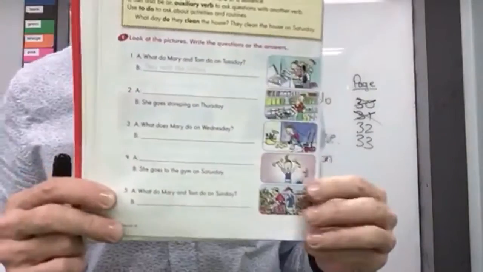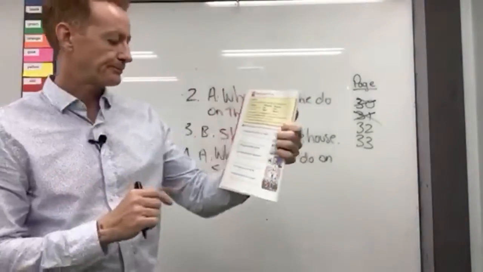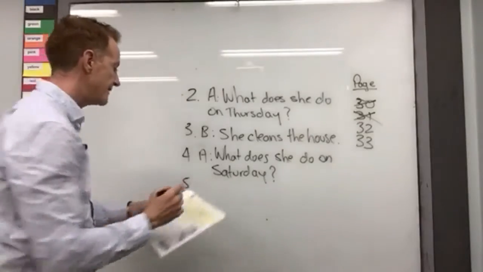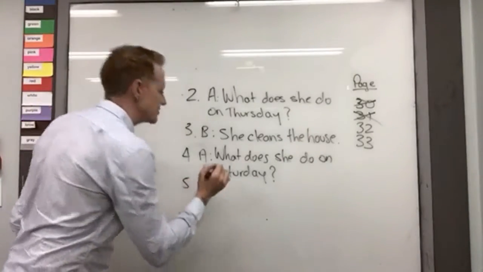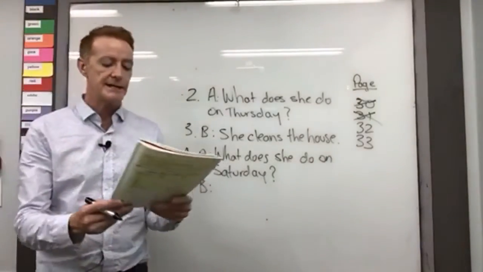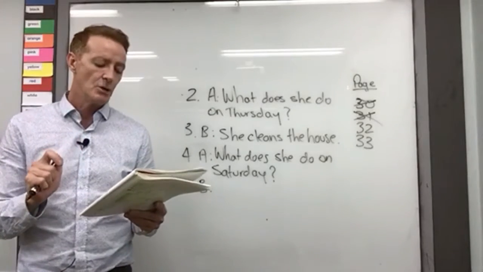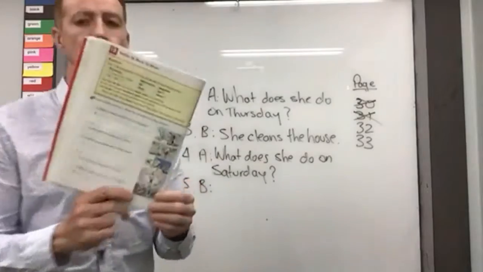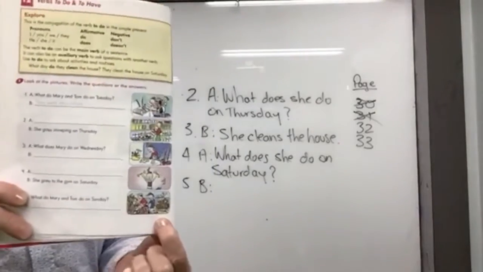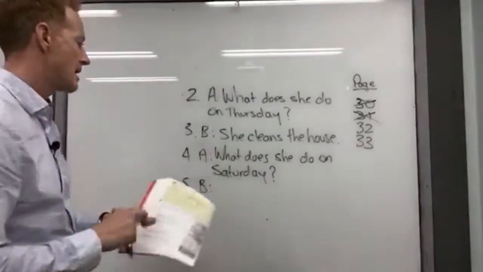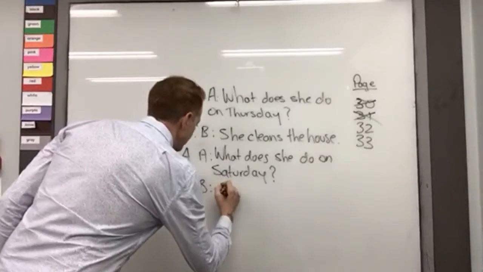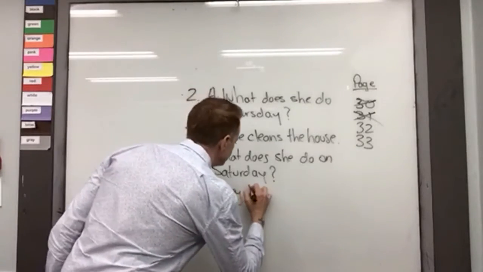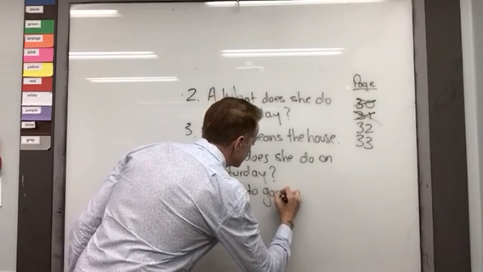All right, last one. Number 5, we have the question, so we need to write the answer. Number 5, A. What do Mary and Tom do on Sunday? Now, this one is a little bit tricky. What do Mary and Tom do on Sunday? They do gardening.